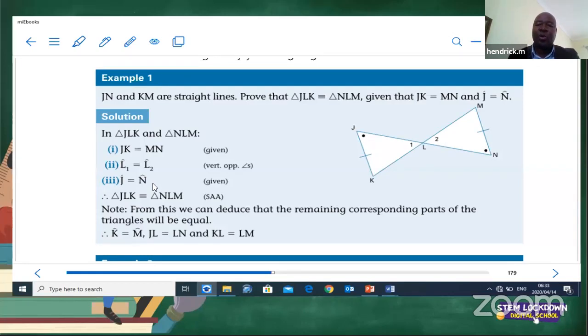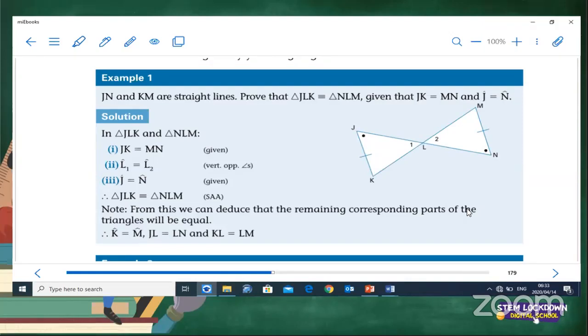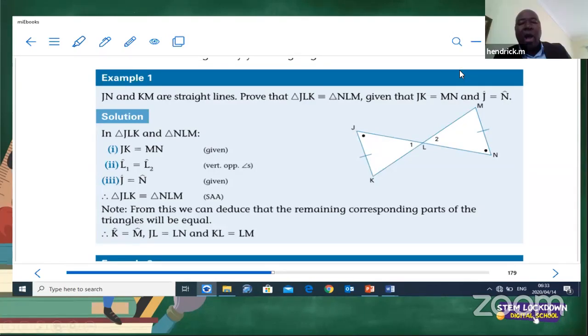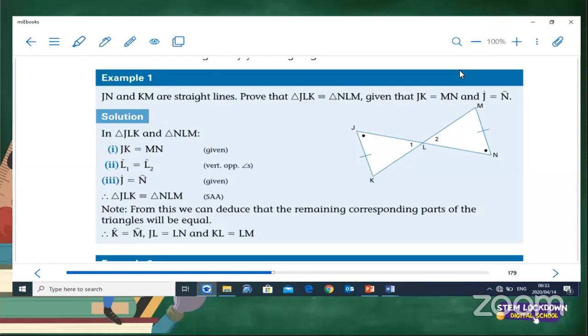All right, I see there are two participants. Anyone can come in? Anyone? Why is angle J equal to angle N? All right. Okay, why is angle J equal to angle N? Who's speaking now? What's your name?